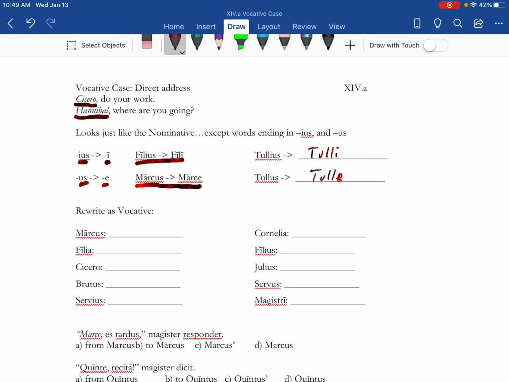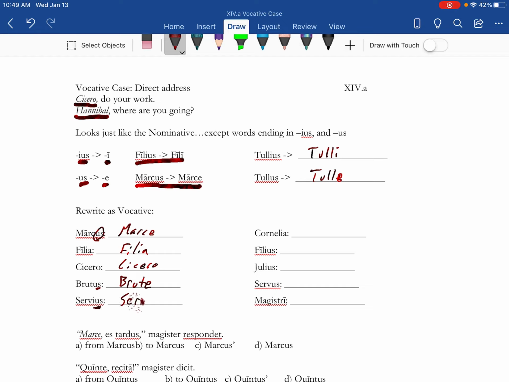Alright, now we're going to rewrite these words as vocative. We've got a US there, US goes to E, Marke. We don't have an IUS or a US, so Filia is going to stay the same. Cicero, no US, no IUS, it'll stay the same. Brutus, we have a US here. This is going to become Brute. And if you have ever heard the phrase, et tu Brute, and you Brutus, Brute is the vocative of Brutus, and Julius Caesar, in the Shakespearean play, is directly addressing him.